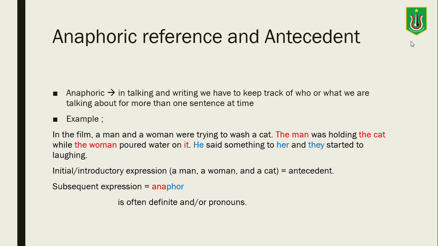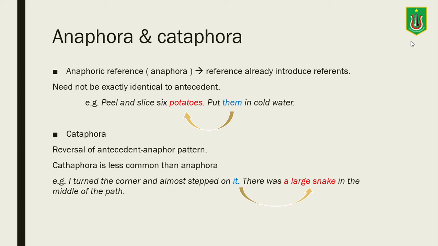Next, anaphora and cataphora. Anaphoric reference is reference already introduced. The reference need not be exactly identical to the antecedent. For example, peel and slice 6 potatoes. Put them in cold water. Them here refers to potatoes. And then cataphora. Cataphora is the reversal of the antecedent anaphor pattern.